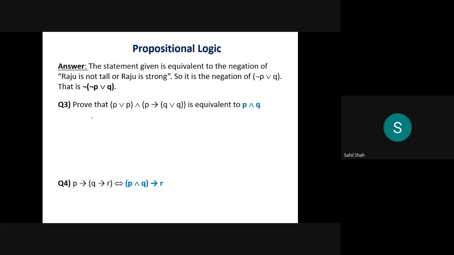Now these are the questions for you. Based on the laws, we have to prove this. I will solve this and you are going to tell me the answer side by side. Prove that P or P conjunction in bracket P conditional Q or Q is logically equivalent to P conjunction Q. Remember that here we are not going to use a truth table, because the truth table method I have already discussed yesterday. We have to now make use of laws of logic for proving this statement.